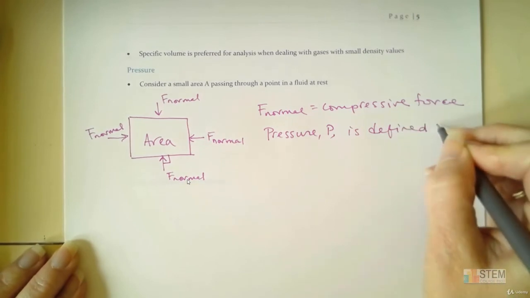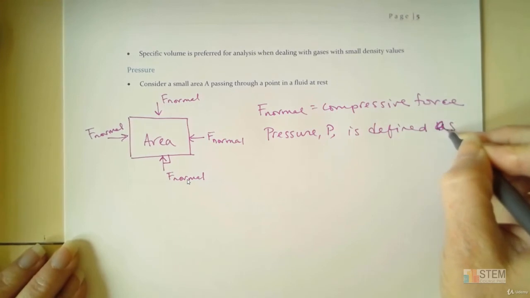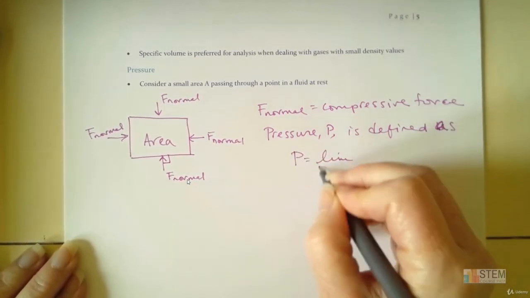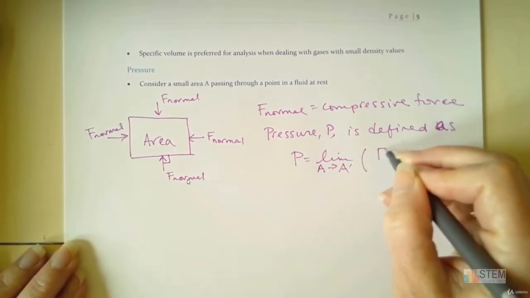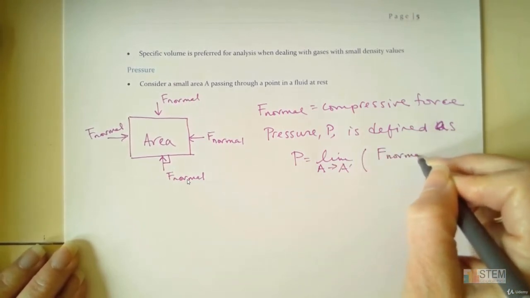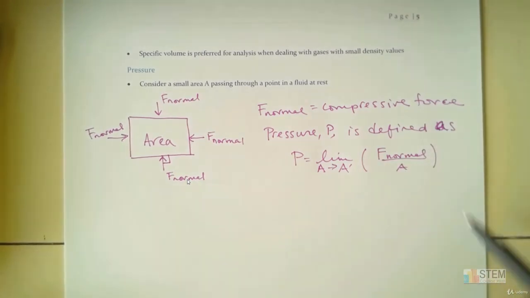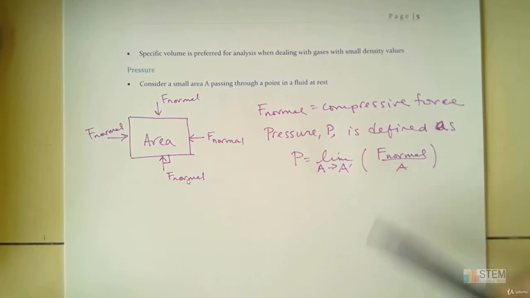So pressure is going to be defined as P equals the limit as A goes to A prime, I'll tell you what A prime is in just a second, of the normal force over the area. So that's the technical mathematical definition for pressure. Now this A prime is just going to be basically the smallest area you can get that doesn't give you A divided by 0.